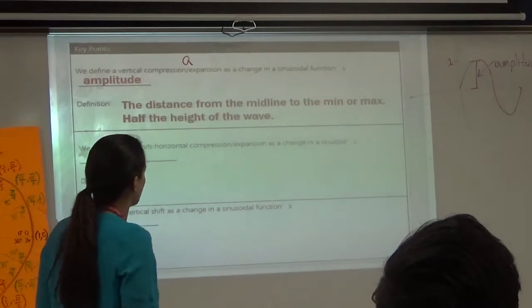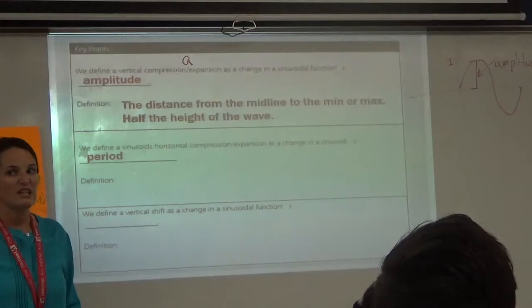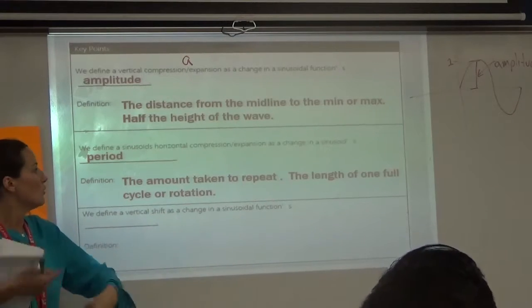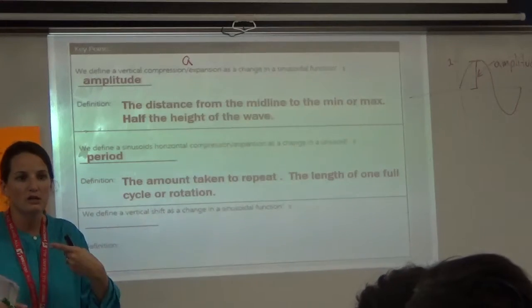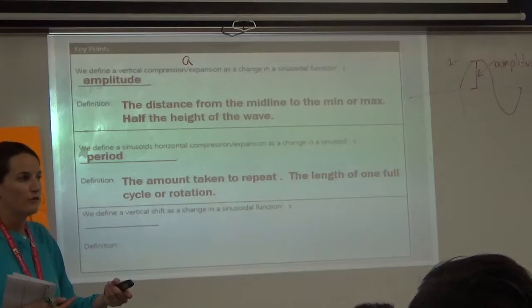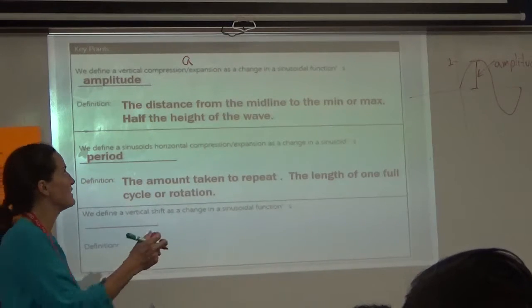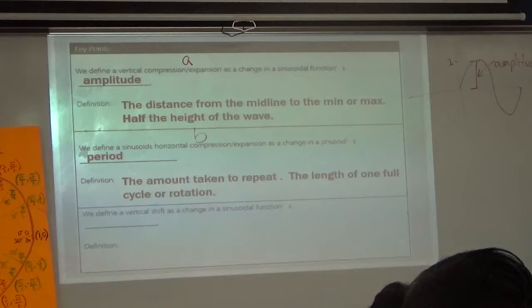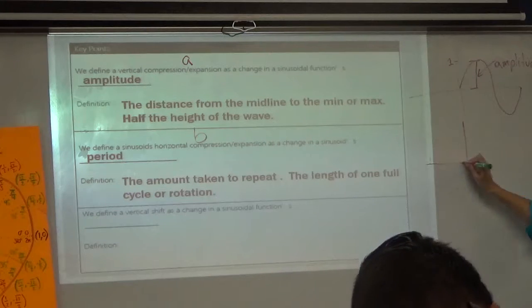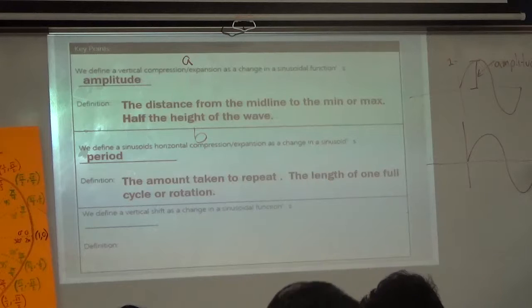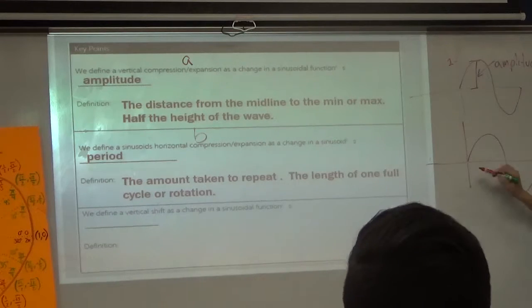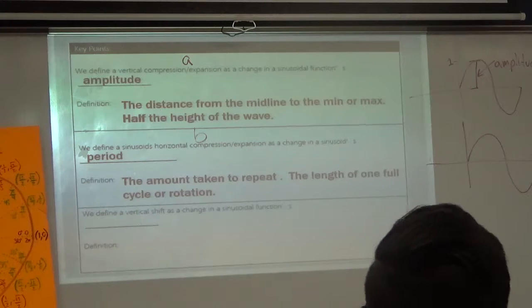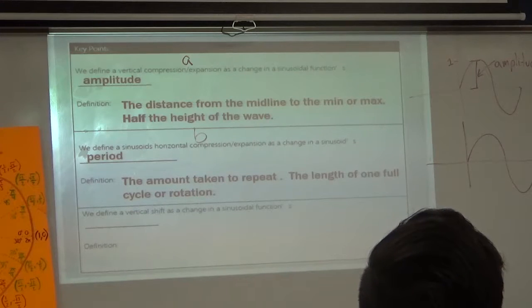Next up, the horizontal compression or expansion is going to change what we call the period of the function. These things repeat periodically, so how often does it repeat? What is the length of one full rotation or one full cycle for our function? This is the B value; it affects how often it repeats. So if there is no B value, if it's our regular sine function, one full cycle had a length of, remember, 2 pi, and then it started repeating. So the period was 2 pi for our normal sine function.